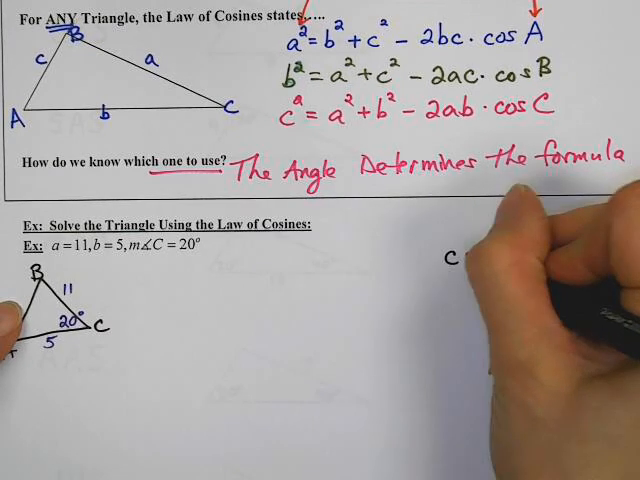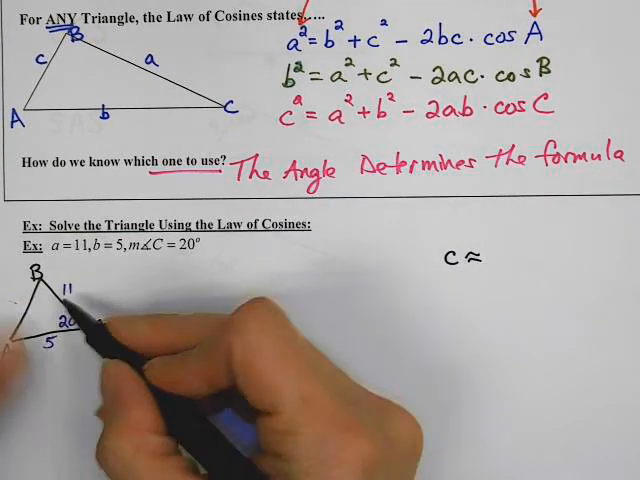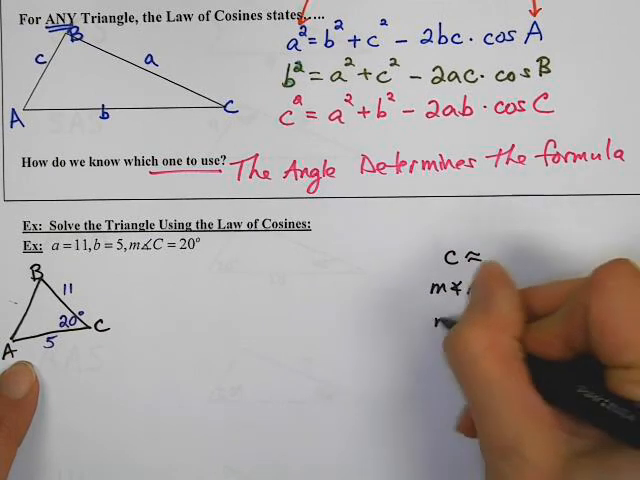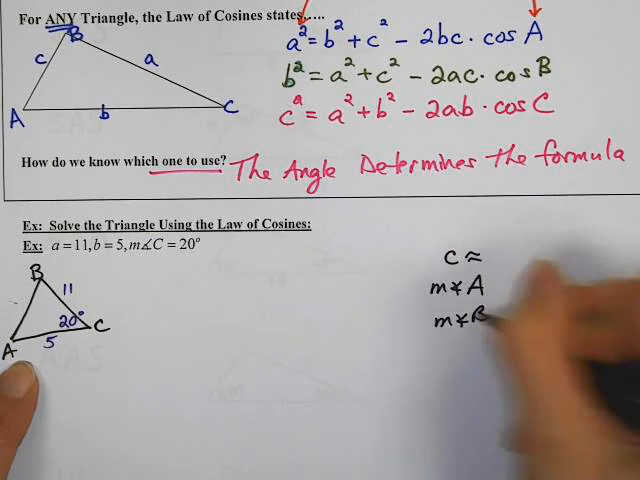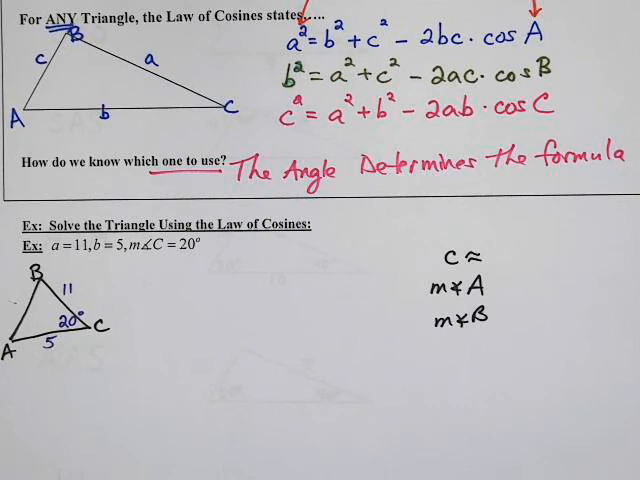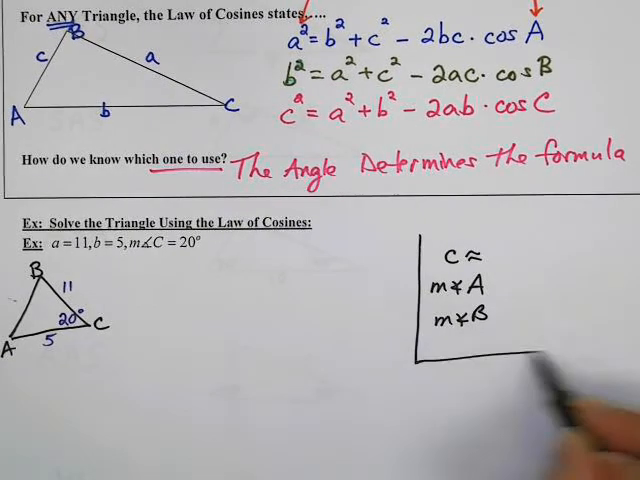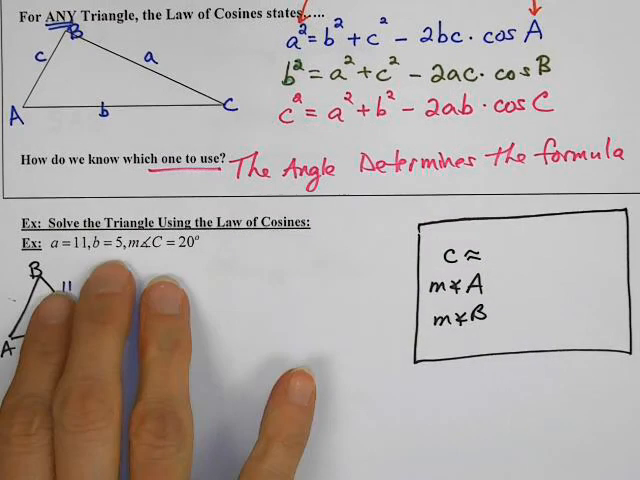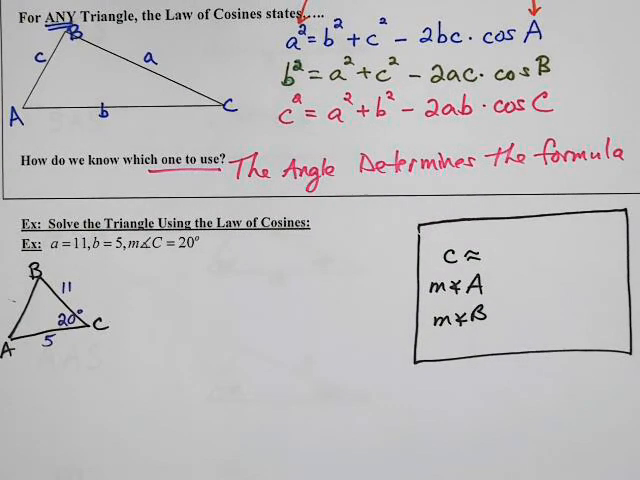Let's just make a little answer box here. We're also going to have to find the measure of angle A and the measure of angle B. So here is my answer box. Make sure you're organizing your work nicely. They give you 3 pieces of information. We have to find the other 3. Which one are we going to start with?